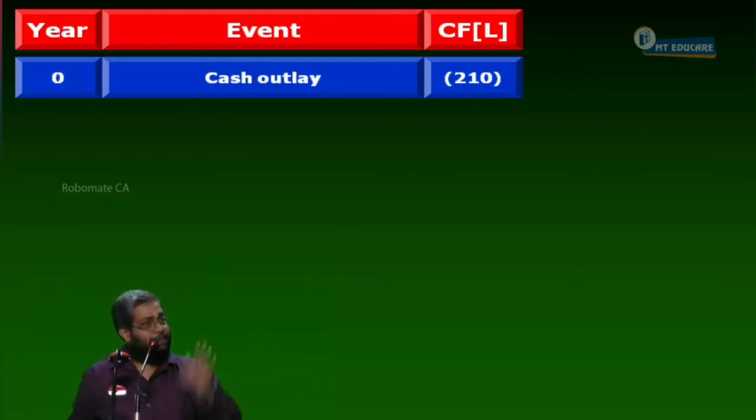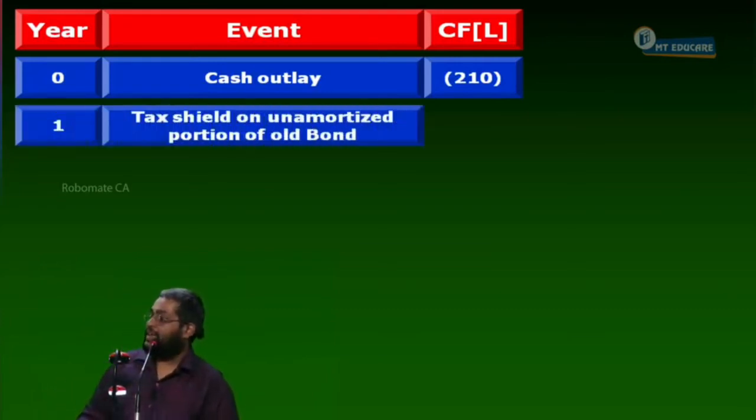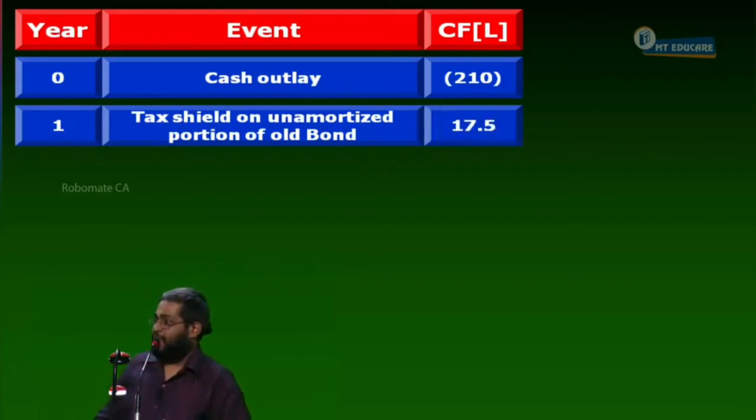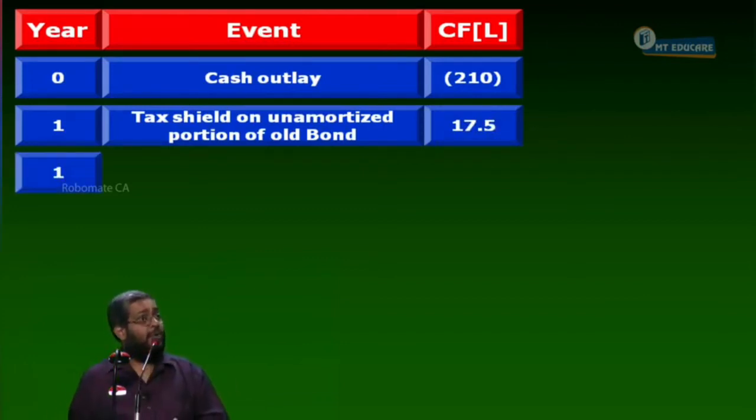In that case, in my P&L this year, I have 2 debits as amortization. One is the unamortized old portion, and number 2 is the premium redemption. On both, I will be making tax savings. Accepted? Yes or no? In that case, year 1, tax shield on the unamortized portion of the old bond. Take the calculator. How much is the old bond unamortized portion? 5 million, which means 50 lakhs. Into 35%. Multiply and tell me, 50 lakhs into 35% is how much? 17.5 lakhs.